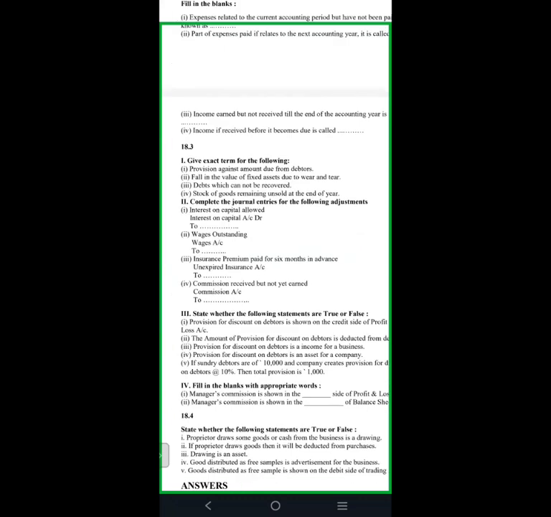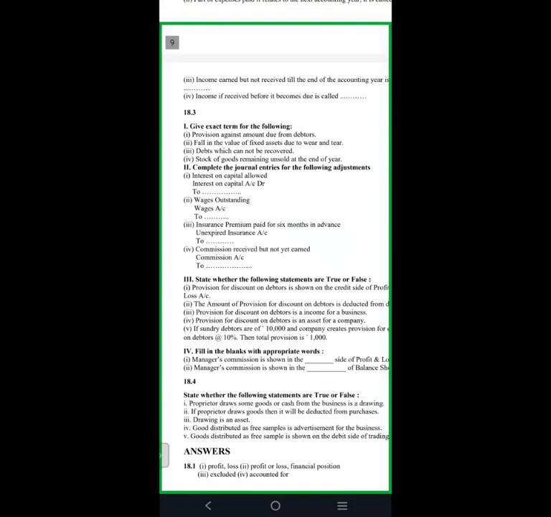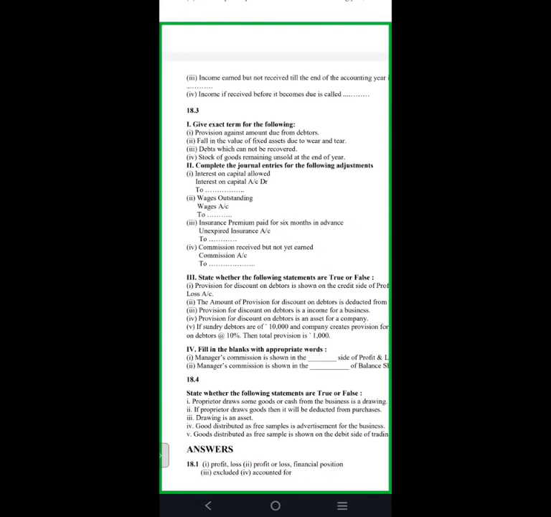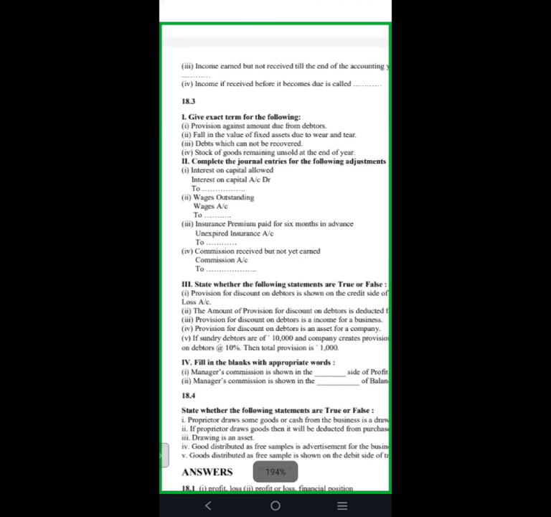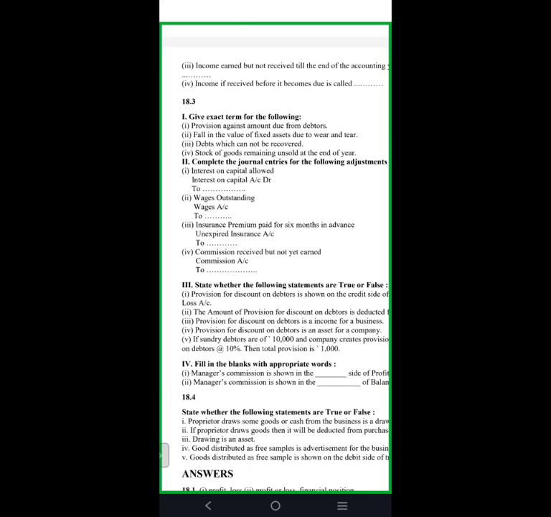Debts which cannot be recovered, that is, bad debt. Stock of goods remaining unsold at the end of the year, closing stock. Complete the journal entries for the following adjustments.